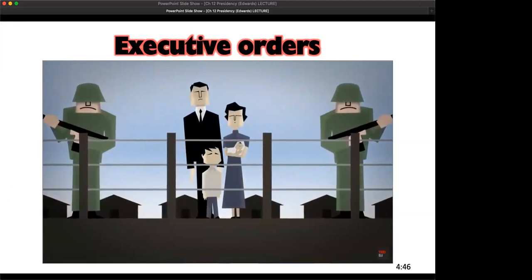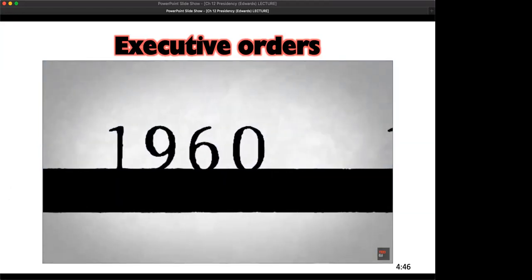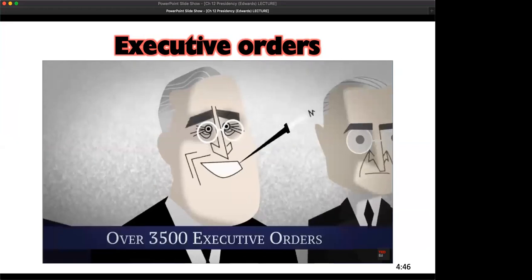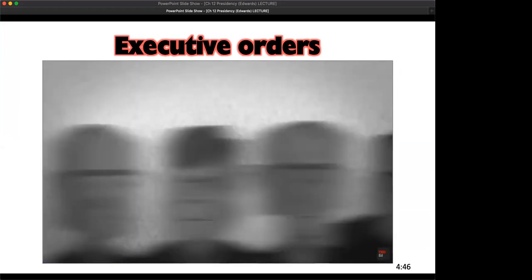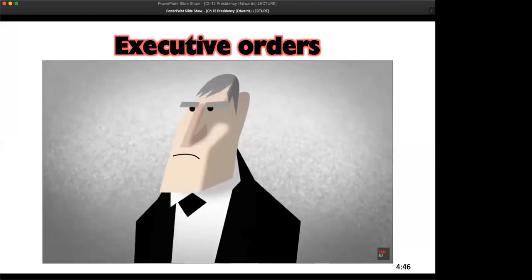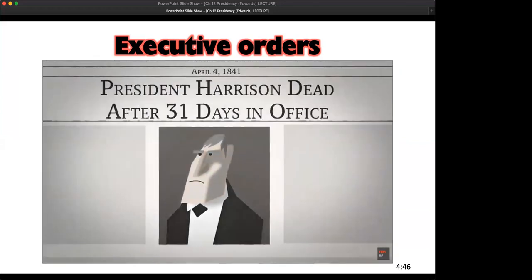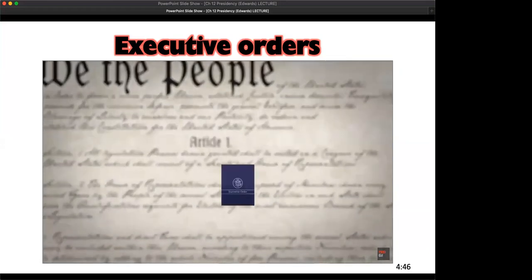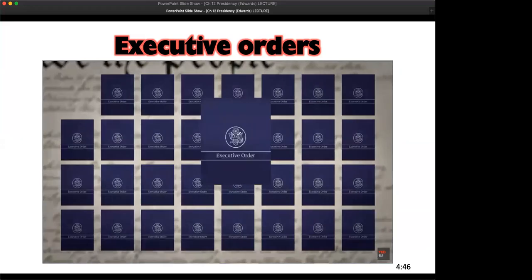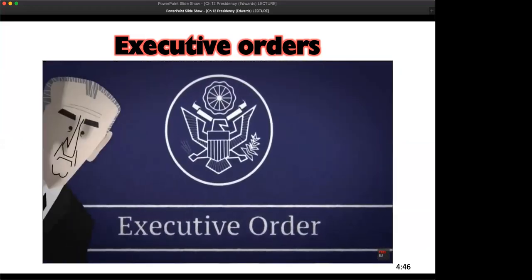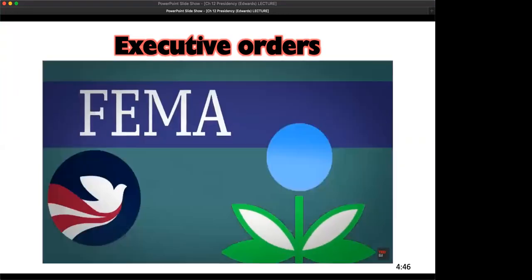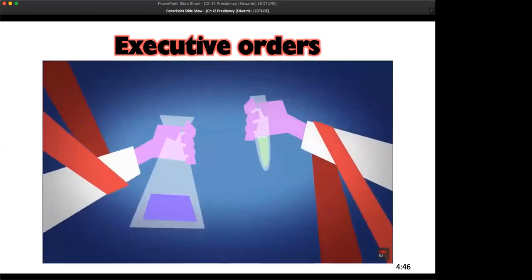Beginning in the early 1960s, each president has issued roughly 300 executive orders, but FDR issued over 3,500. At the other end of the spectrum, William Henry Harrison never issued an executive order, probably because his presidency only lasted 31 days. The U.S. Constitution is somewhat ambiguous on the extent of the president's power. That's resulted in executive orders expanding over time. For instance, since Lyndon Johnson, presidents have begun issuing orders to create faith-based initiatives, establish federal agencies, and remove barriers for scientific research.